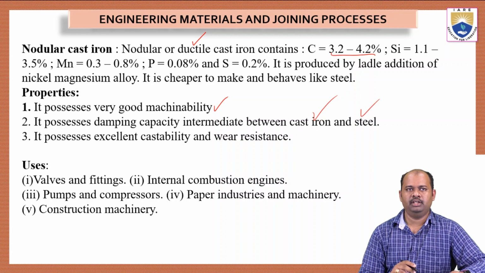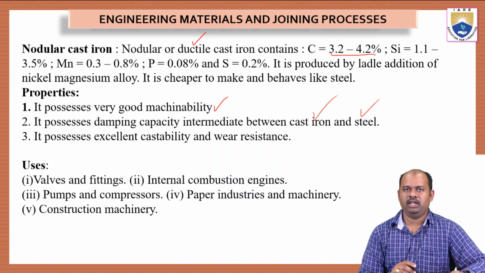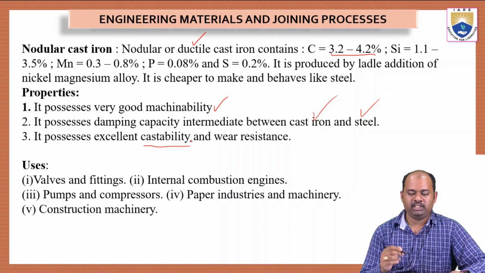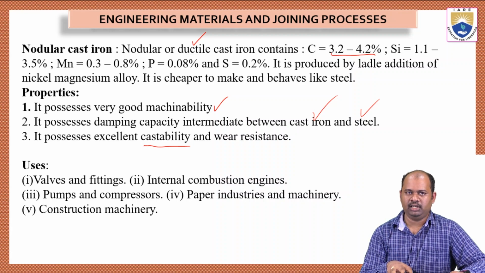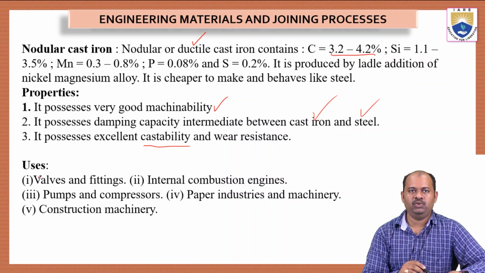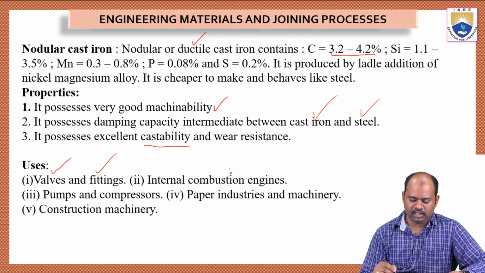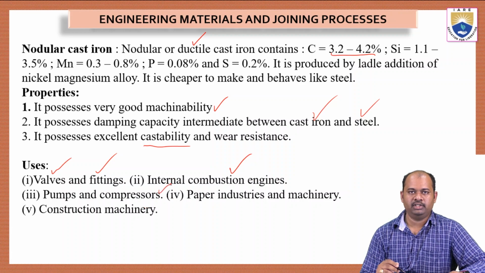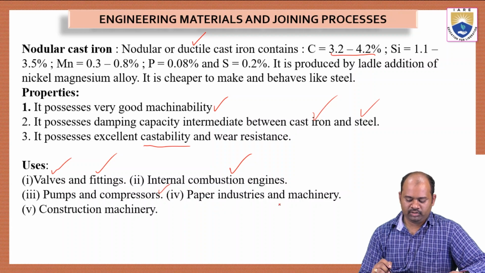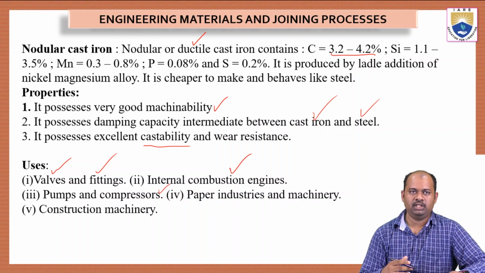Another important property is it possesses excellent castability and wear resistance. Castability itself indicates that this metal can be easily melted and poured into the required form of mold. Now, if we see the uses, valves and fittings are made up of this nodular cast iron, and then internal combustion engine parts are made up of this cast iron. Pumps and compressors are also made up of this cast iron. Paper industry machinery and construction machinery. See, there are multiple applications of this nodular cast iron.